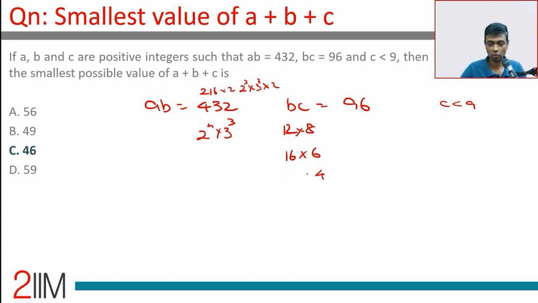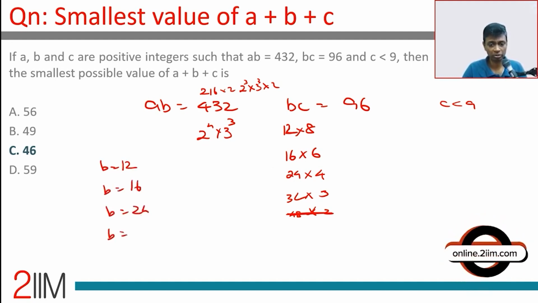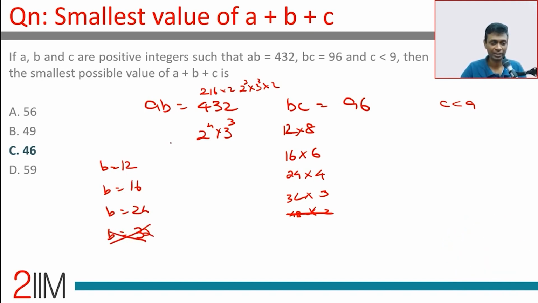4 won't work. 5 won't work. 4 into 24. 3 into 32. 2 into 48. 1 into 96 I think is outlandish. Even this we don't need to worry about. It's one of these 4, and whichever one works. So B is 12, B is 16, B is 24, B is 32. B cannot even be 32. That is 2 power 5. Only 2 power 4 into 3 cube.